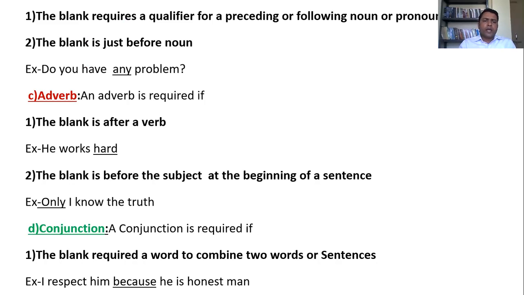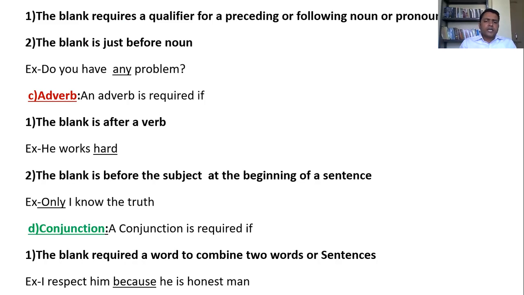See, adverb. An adverb is required if the blank is after a verb. Let's see the example. He works hard. Hard here is an adverb. That tells something about the verb work. Next, the second one is the blank is before the subject at the beginning of a sentence. Example, only I know the truth. So, before the subject. I is the subject in this example. Only comes as an adverb.